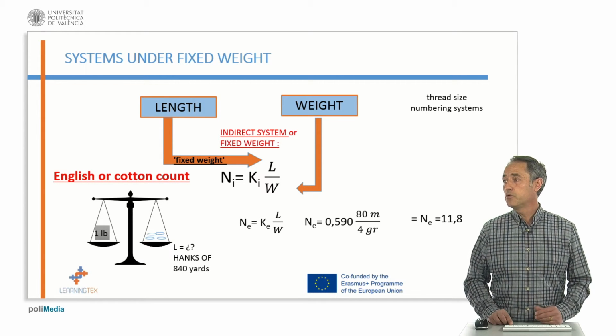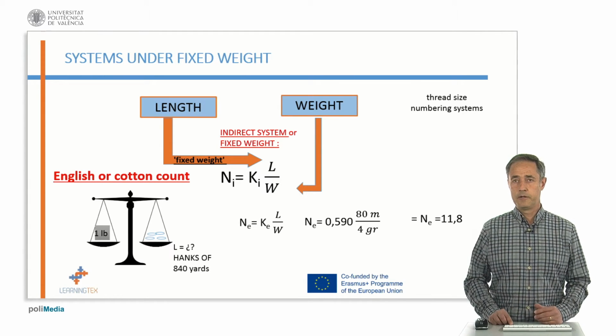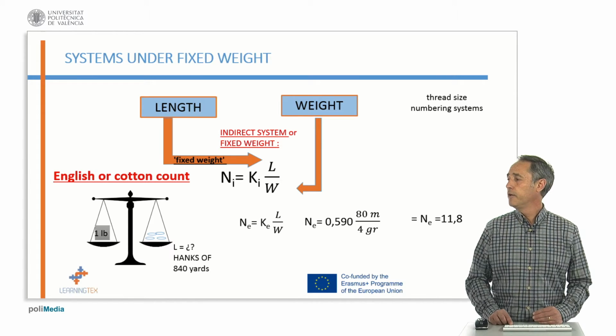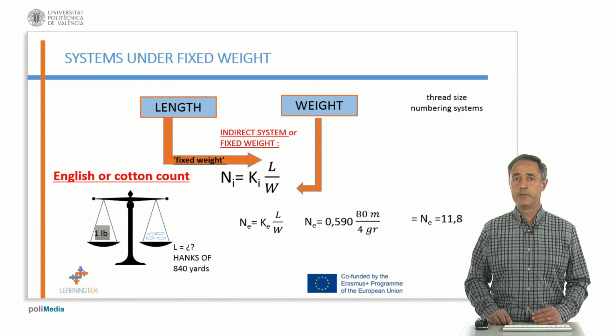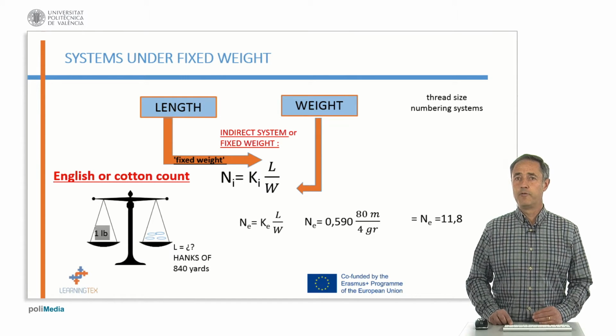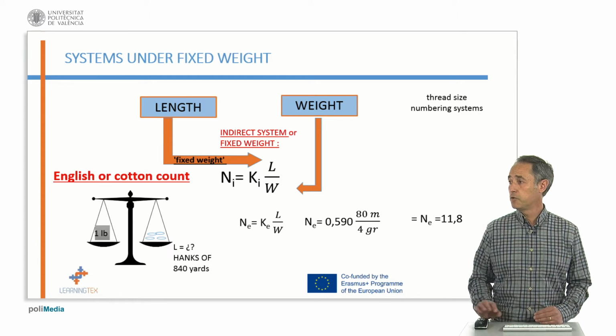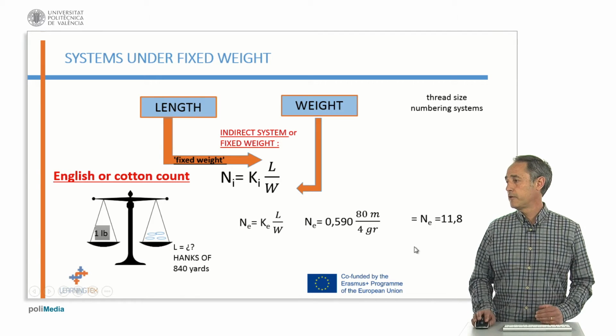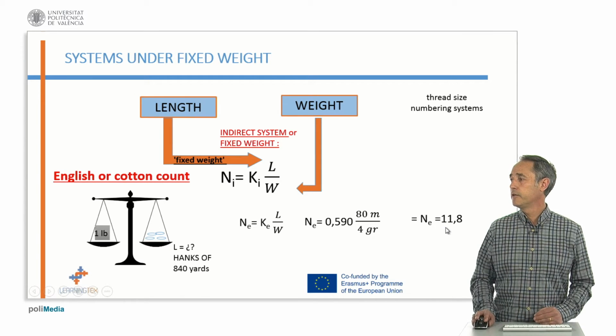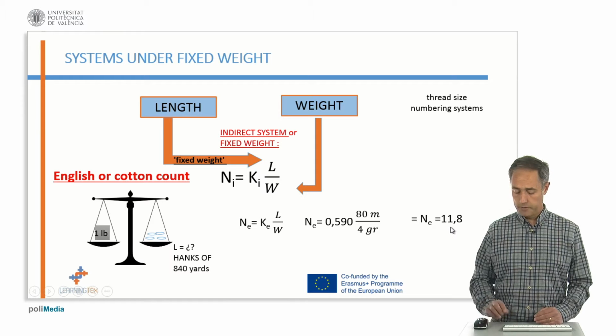English or cotton count. This case is the number of hanks of 840 yards per pound. For instance, if I have a yarn and for a length of 80 meters it has a weight of 4 grams, in this case the constant is 0.59. The result, the number, in this case is 11.8.